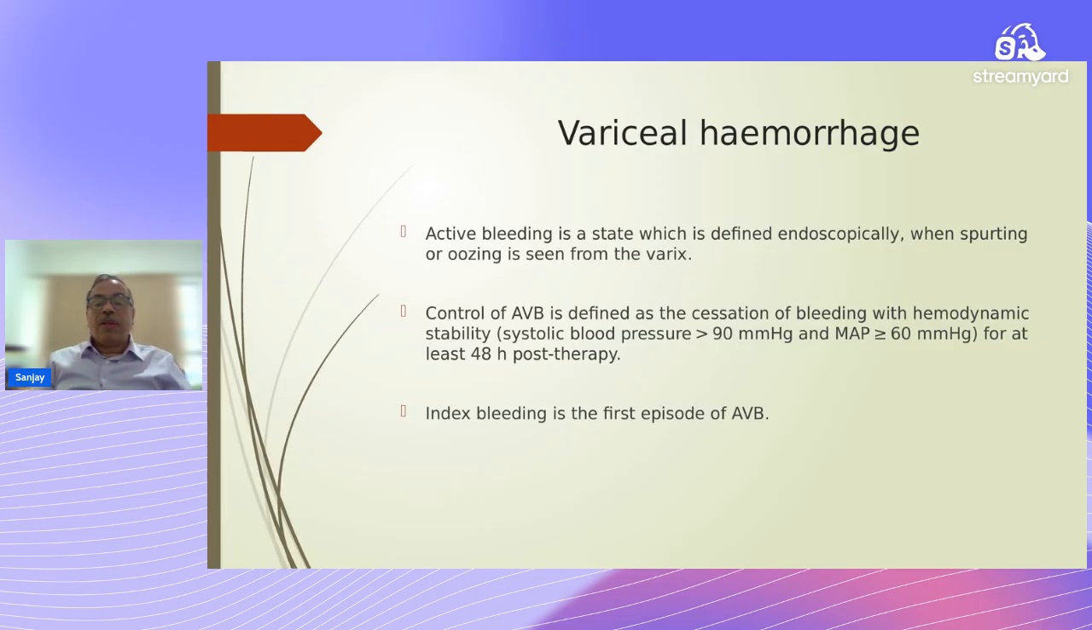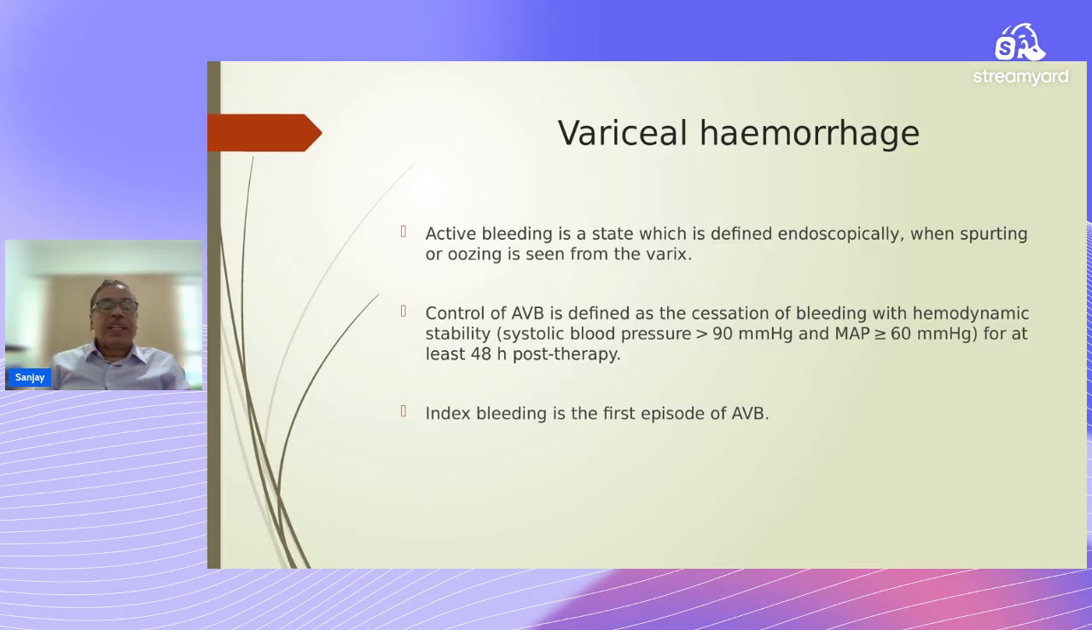Now, variceal hemorrhage is also defined as active endoscopically when a spurter or a continuous ooze is seen from the esophageal or gastric varix. So we have seen the clinical parameters when to call it acute variceal hemorrhage. Now endoscopically, when you do an endoscopy in such a case, and when you see a bleeding or a spurting esophageal or gastric varices, then you call it an acute variceal hemorrhage.